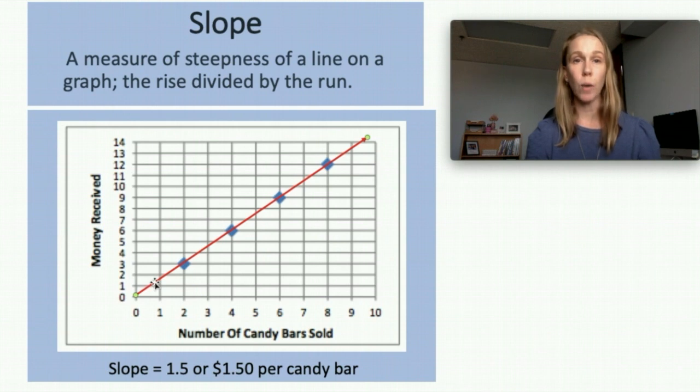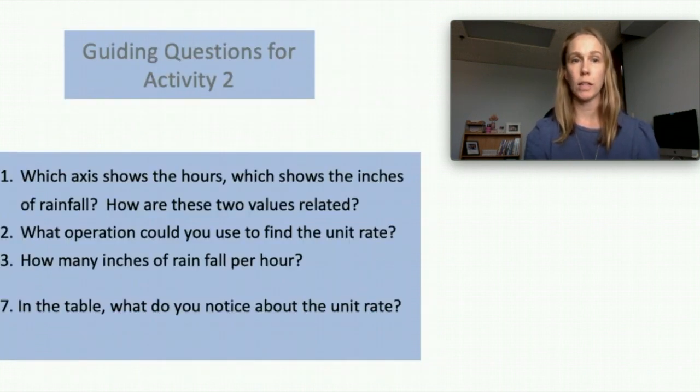You could do either way depending on what your problem tells you. But the work in your packet, it's going to be hard to see the answer on the graph. So you're going to have to divide to find the actual unit rate. So your guiding questions for activity 2. For number 1, look at the graph and try to process what it says. Which axis shows the hours and which shows the inches of rainfall? And how are those 2 values related? Because you're going to be asked some questions about what is happening in the graph and the amount of time elapsed and the inches of rain that has fallen.